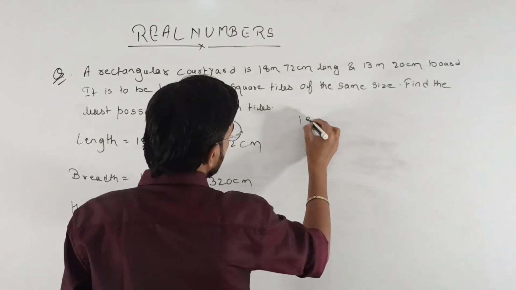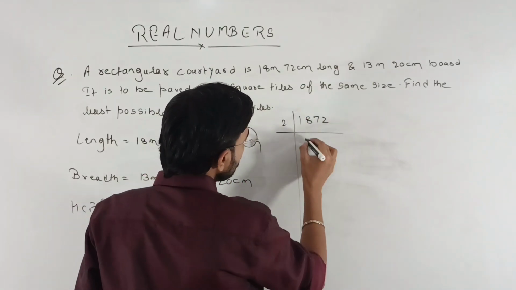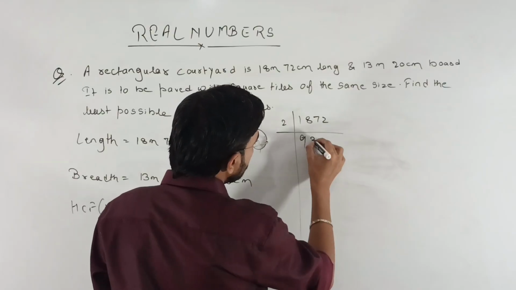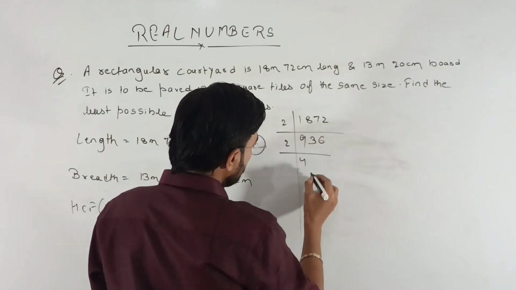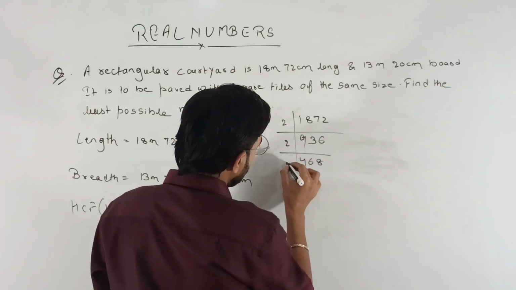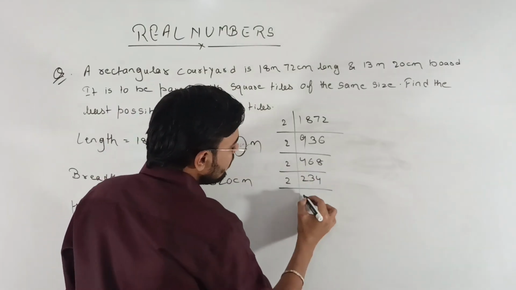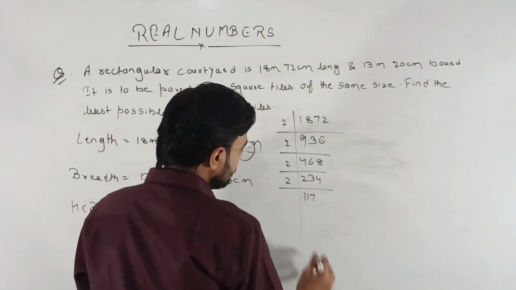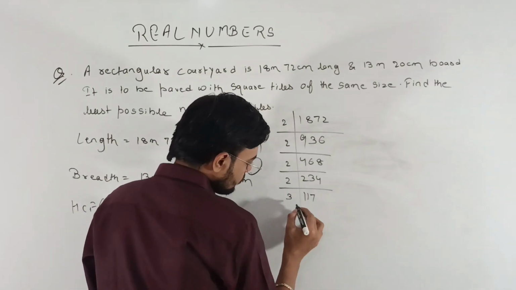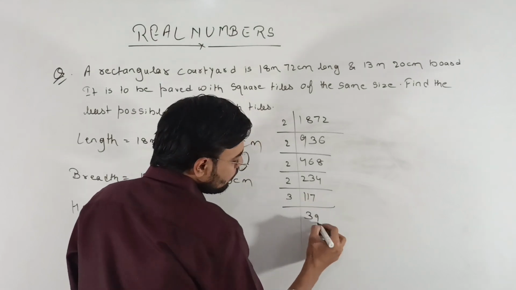Now 1872, 2 9s are 18, 2 3s are 6, 2 6s are 12, 2 4s are 8, 2 6s are 12, 2 8s are 16, 2 2s are 4, 2 3s are 6, 2 4s are 8, 2 7s are 14, 3 6s are 18, 3 9s are 27.